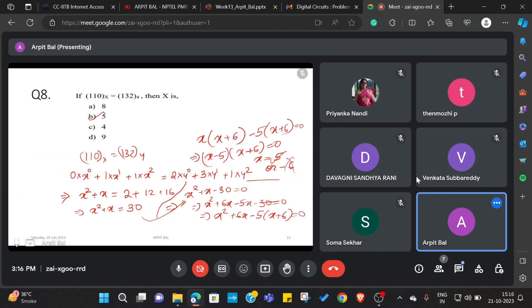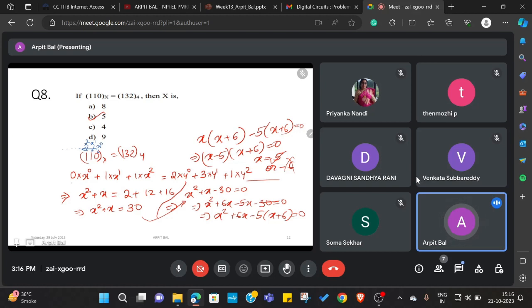Okay, so the next question was related to figuring out the number system in which it is being used, so the base of the number system. So we have 110x, that is equivalent to 132 in base 4. We know that if any system is in a base x, then starting from the 1's place to 10's place, you can write it in the form of x to the power 0 for this particular place, then x to the power 1, x to the power 2, and so on, right?